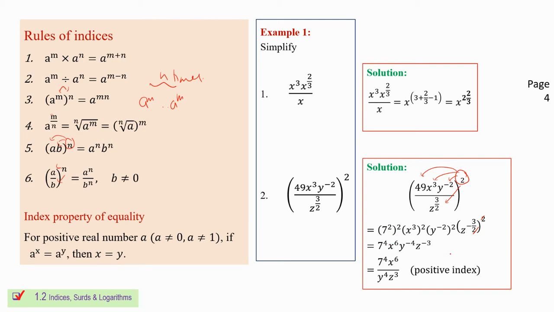Okay, if the question just asks you to simplify, you can leave your answer this way. If the question asks for positive indices, these two are with the negative index, so bring them down to the denominator and they will become y power of 4 and z power of 3.